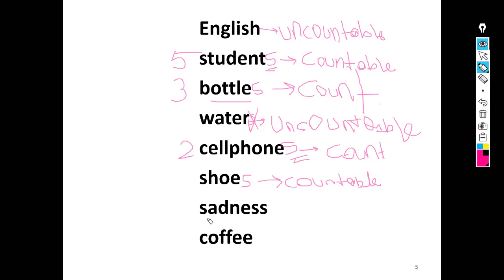What about this one? Sadness, happiness, for example. They are feelings. Can we count our feelings? No. I have got a sadness. No, it is not logical. So if we cannot use it as a countable noun, it means this is an uncountable noun. We cannot count our feelings, right? Okay, it is countable. Oh my God. Yes, I wrote it wrong. Uncountable nouns.